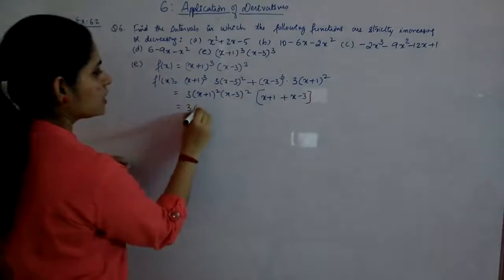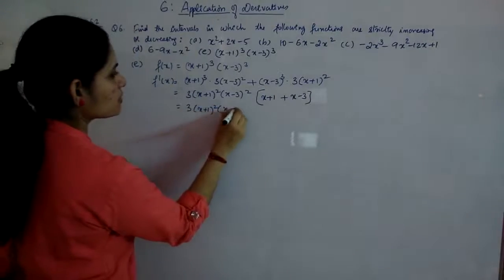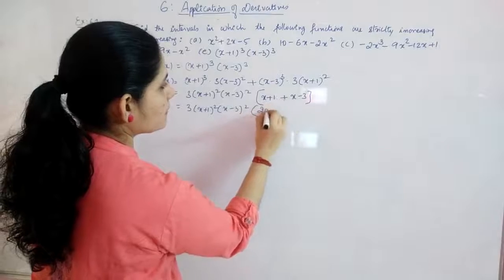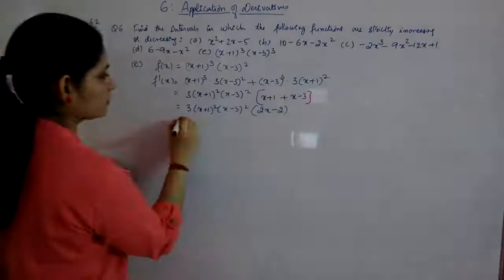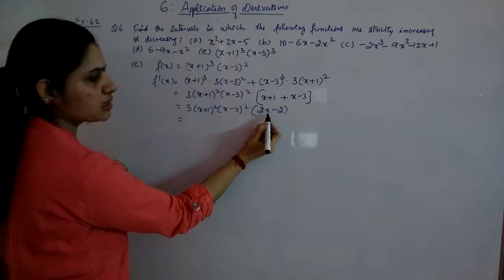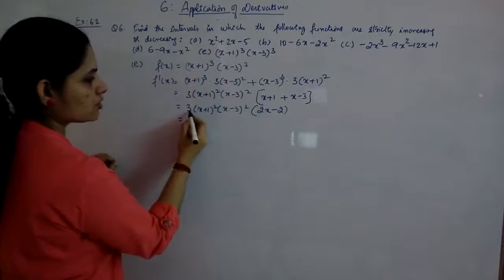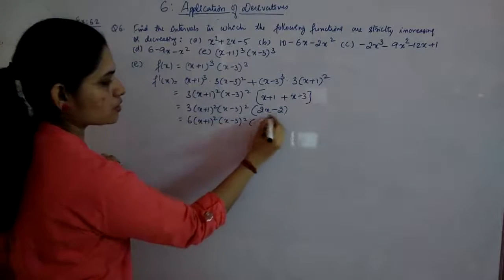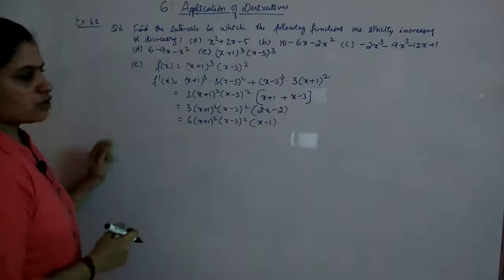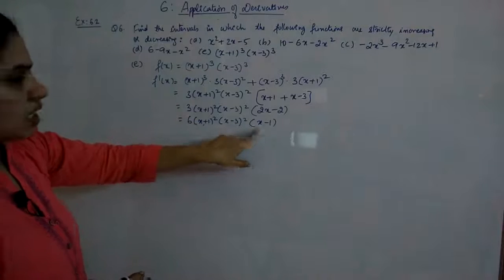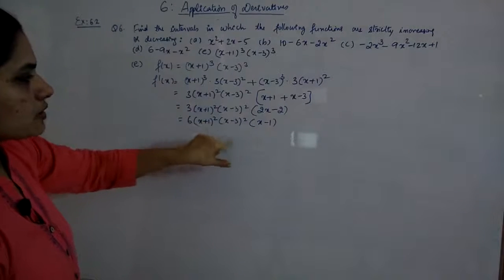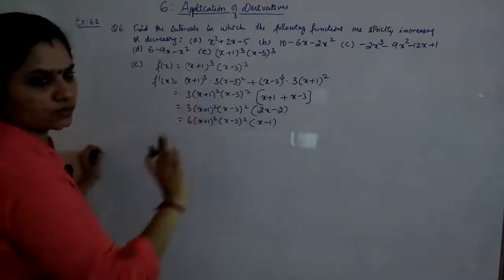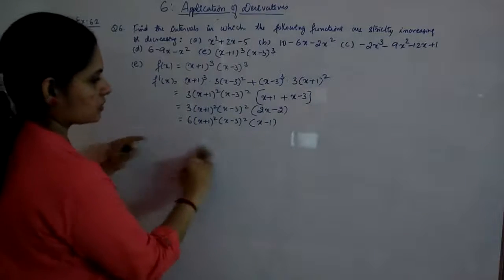So 3(x+1)^2 (x-3)^2 into, here you will get 2x minus 2. That 2 can be taken out from this. This will become 2 into 3, 6(x+1)^2 (x-3)^2 into this will become (x-1). When you write terms like this, it will be easy for you to calculate this is positive, this is negative, like that. That's why we are writing like this. If you expand totally, it will be a tedious problem.